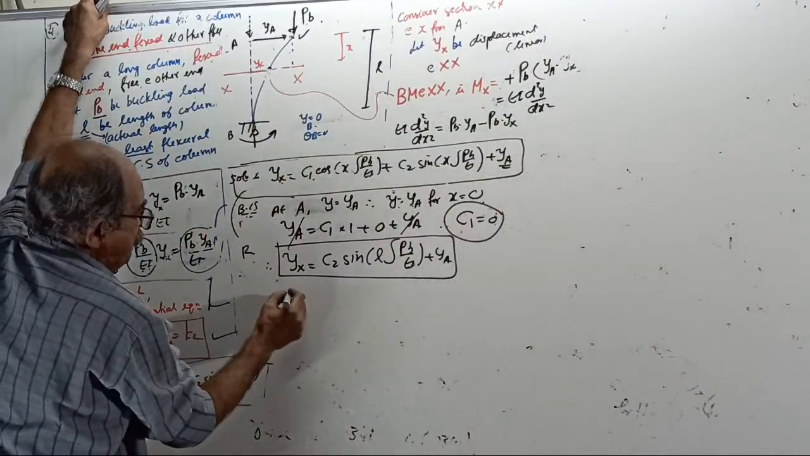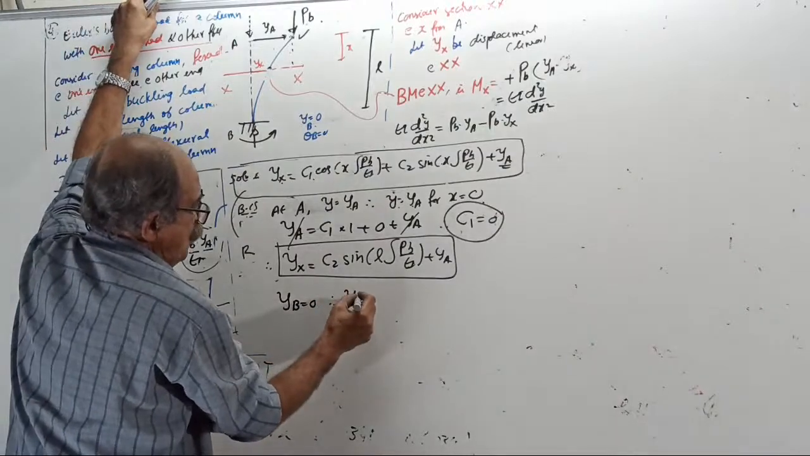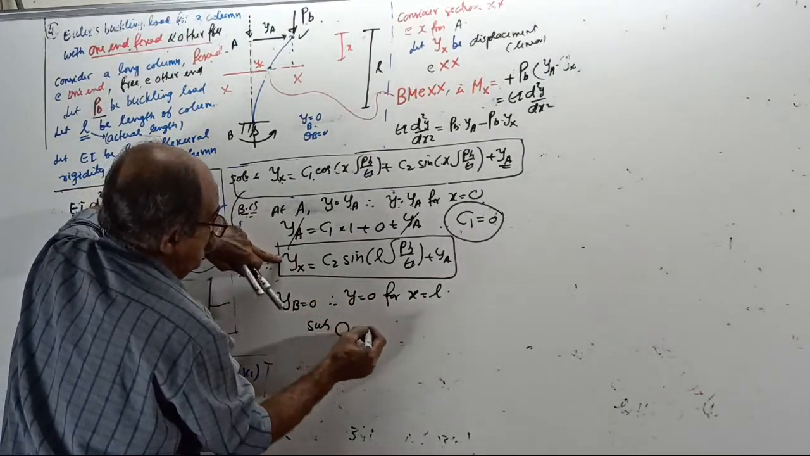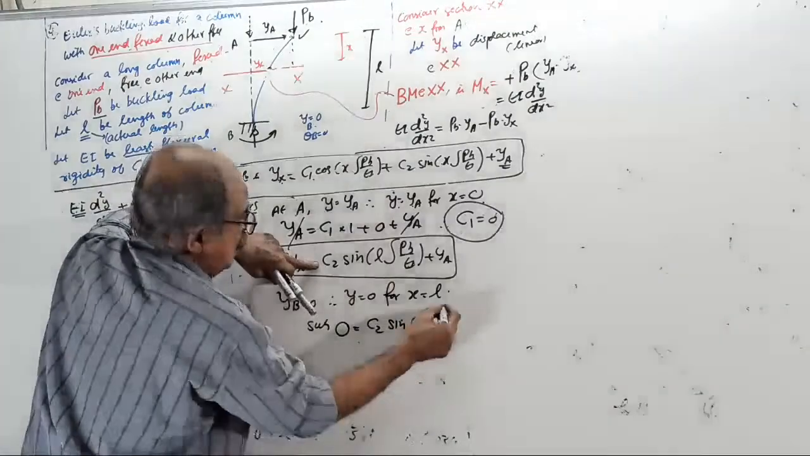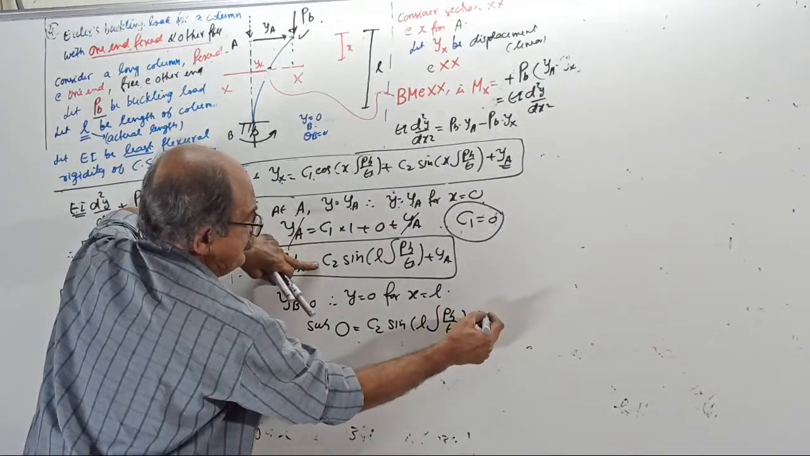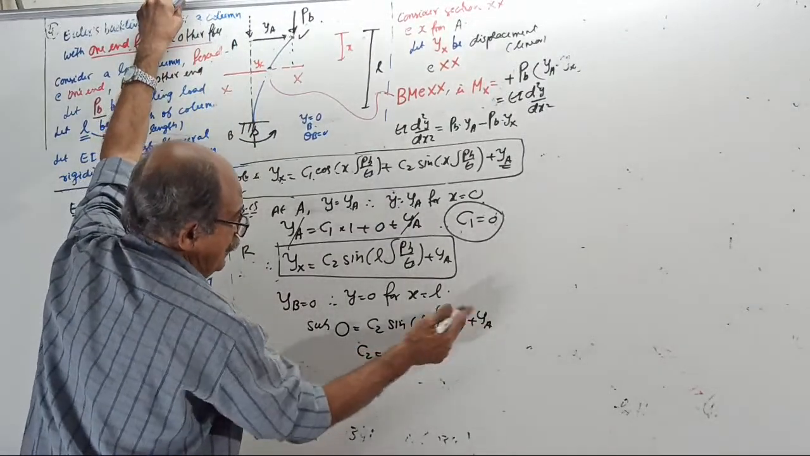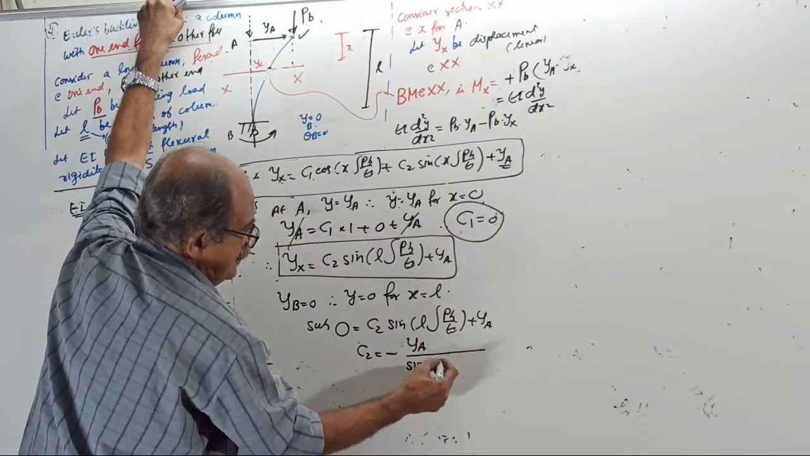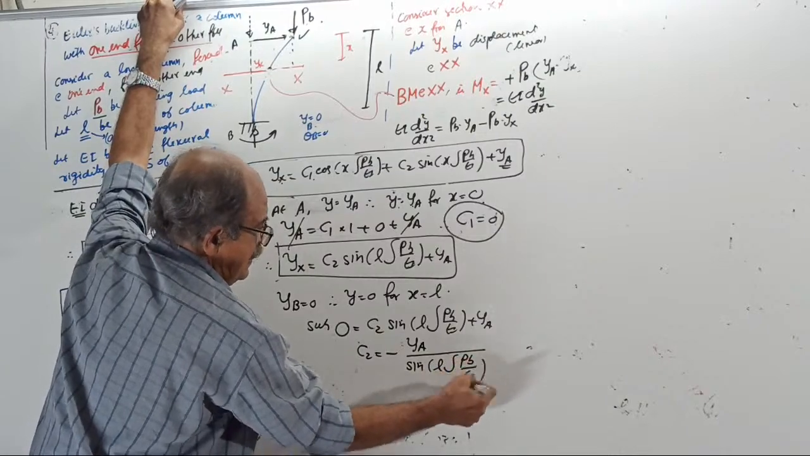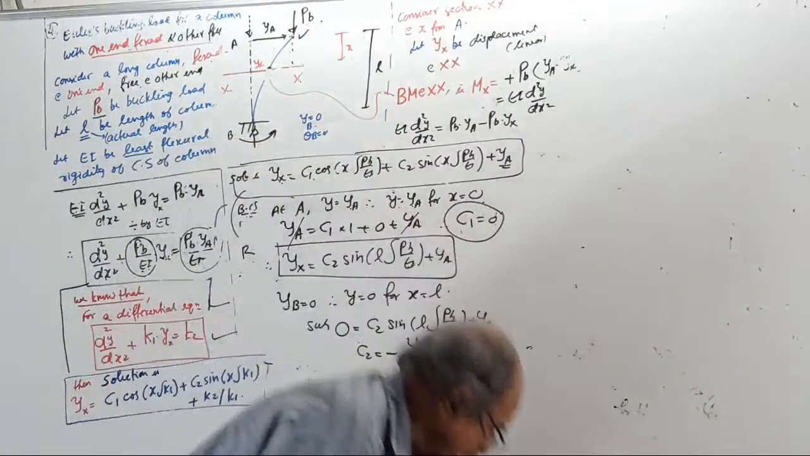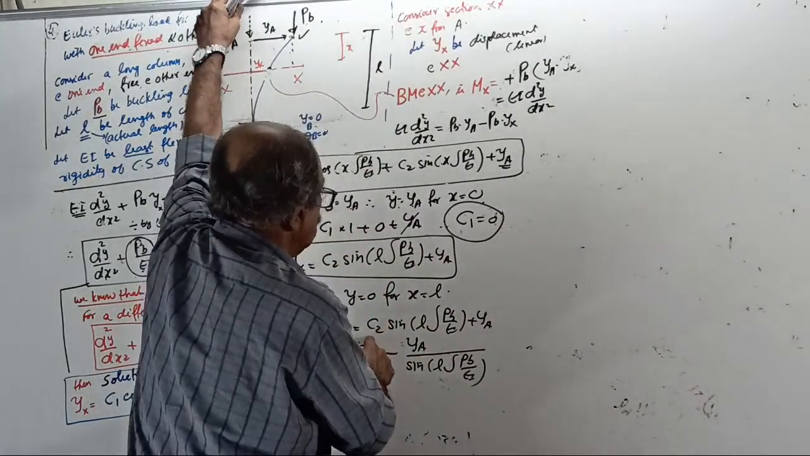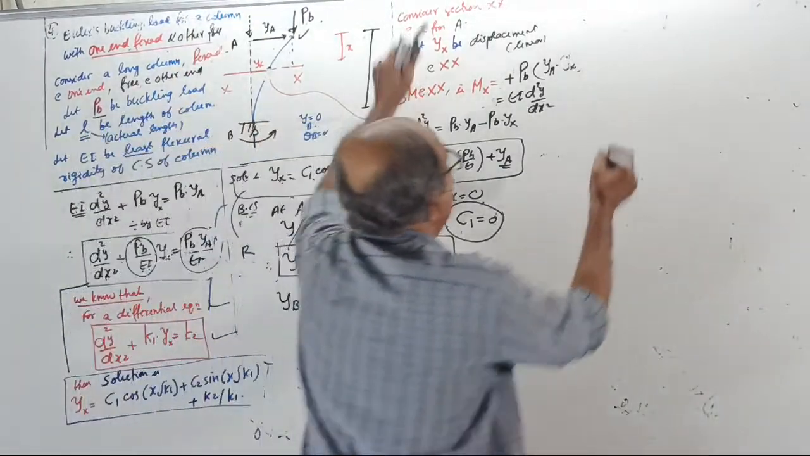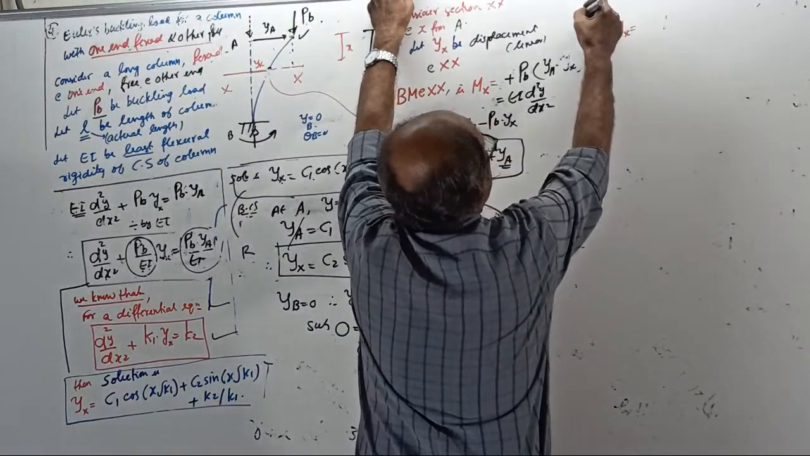When you come to B, deflection at B equals 0. Therefore Y becomes 0 for x equal to L. Substitute: 0 equals C2 sin(L√(PB/EI)) plus Ya, so C2 becomes minus Ya divided by sin(L√(PB/EI)). Correct? C2 equals minus Ya by sin(L√(PB/EI)).